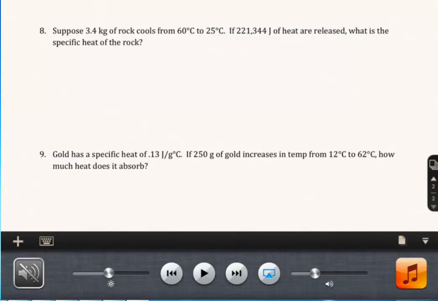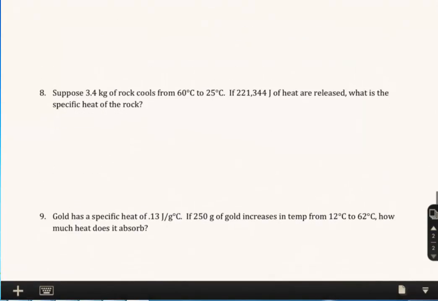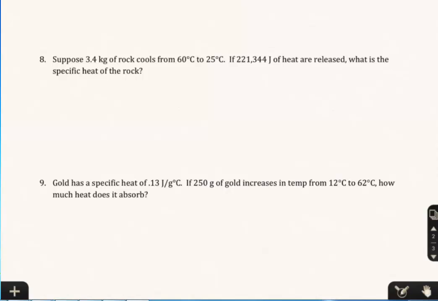Number 8. Suppose 3.4 kilograms of rock cools from 60 degrees Celsius to 25 degrees Celsius. If 221,344 joules of heat are released, what is the specific heat of the rock? We need to be careful on this one. We're still using the same equation, but we need to pay special attention to what's actually happening. So when I come over here to pull out Q, M, C, and delta T, I got to be careful. 3.4 kilograms of rock.